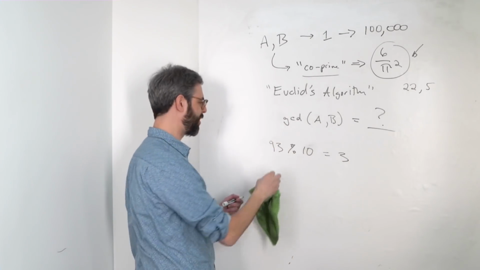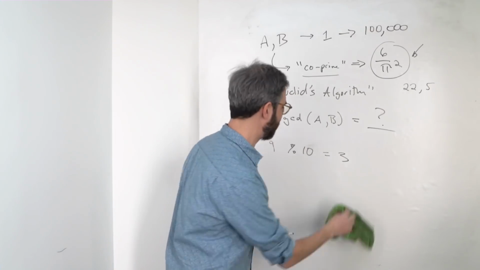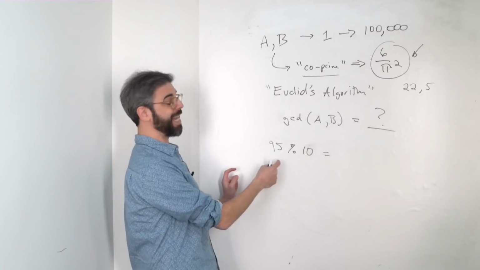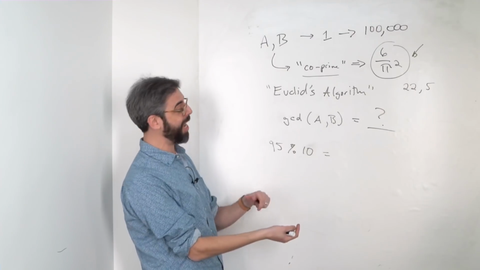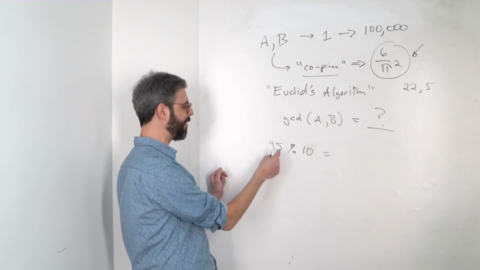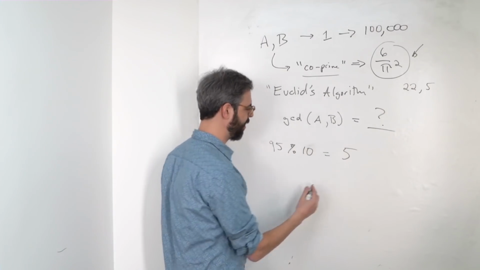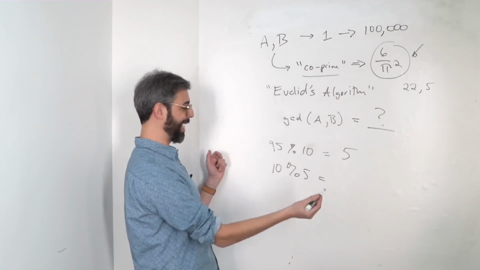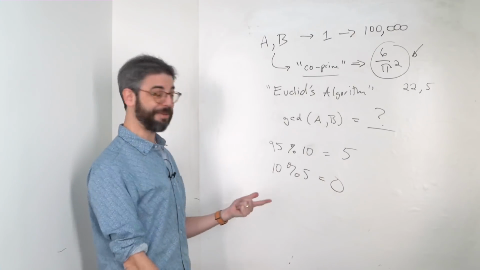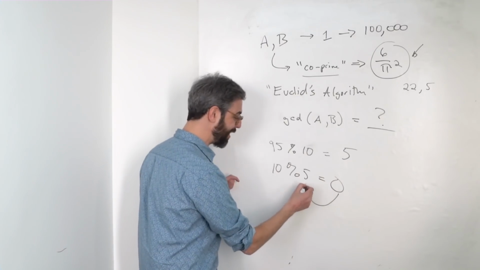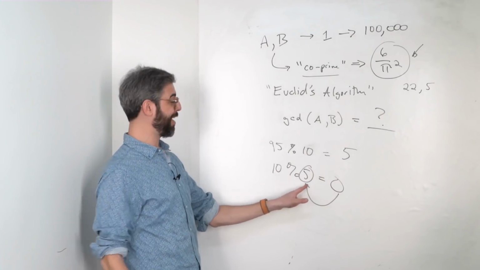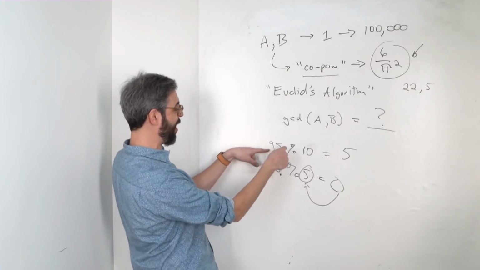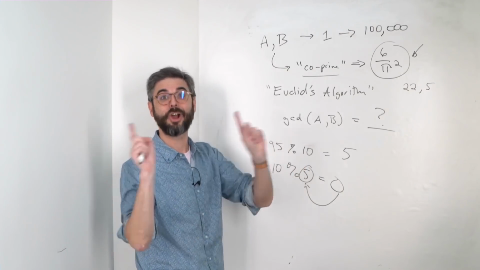Let's change this to 95. 95 divided by 10 is 9, remainder 5. So 95 modulo 10 is 5. 10 modulo 5 is, oh, wait a second, 0. So guess what? The greatest common divisor is 5. These are cofactor, 95 and 10, not coprime.